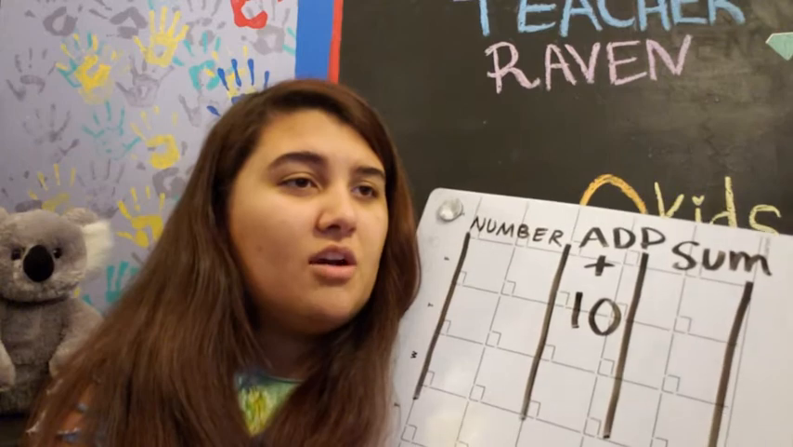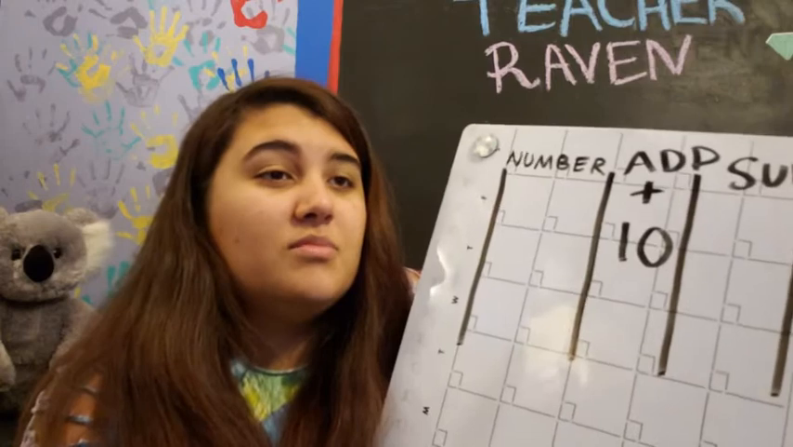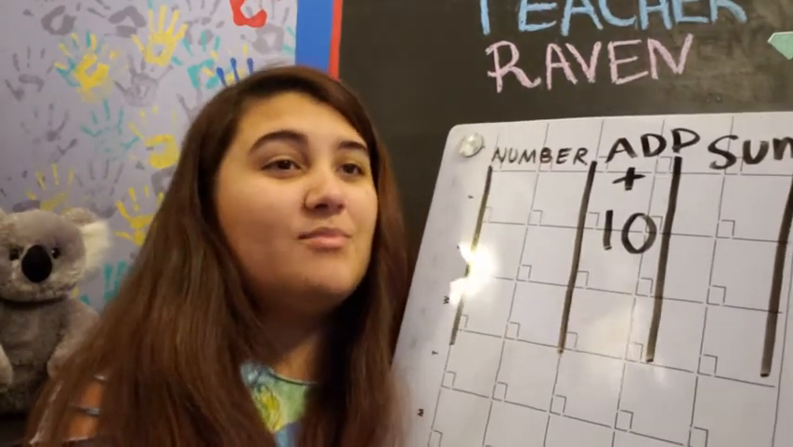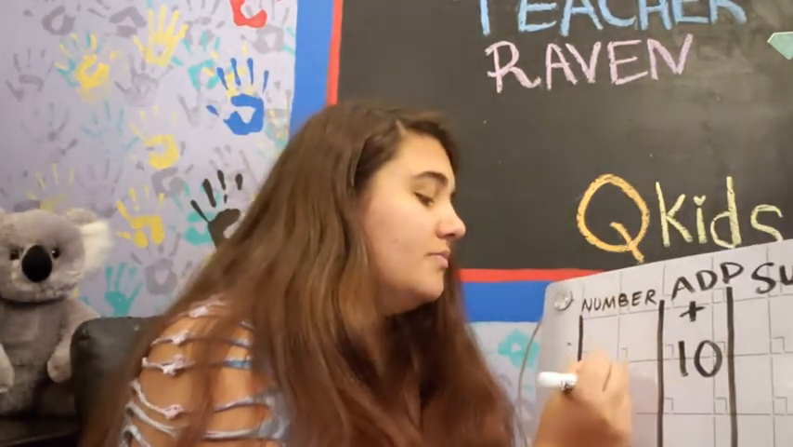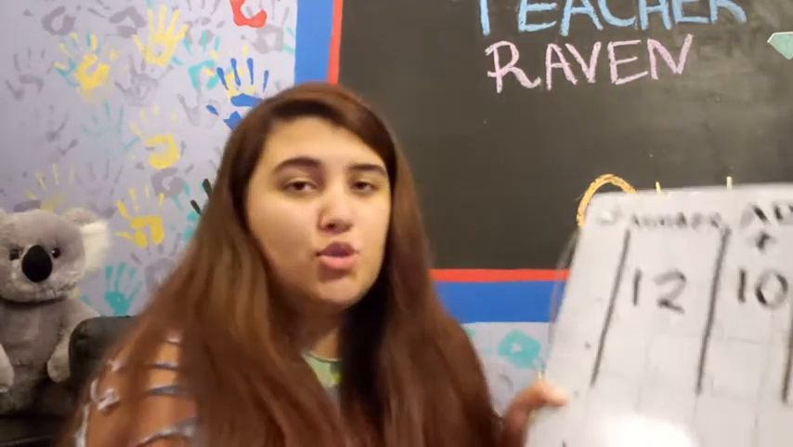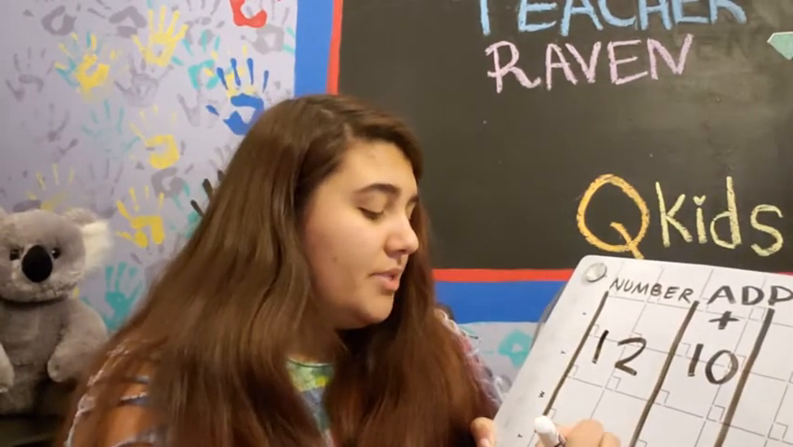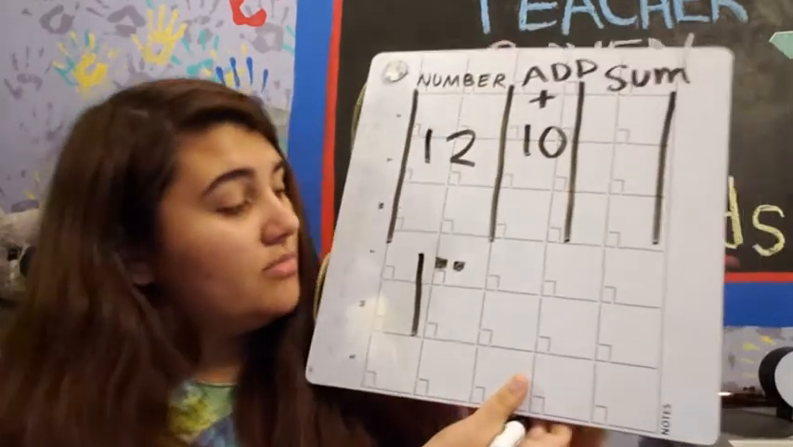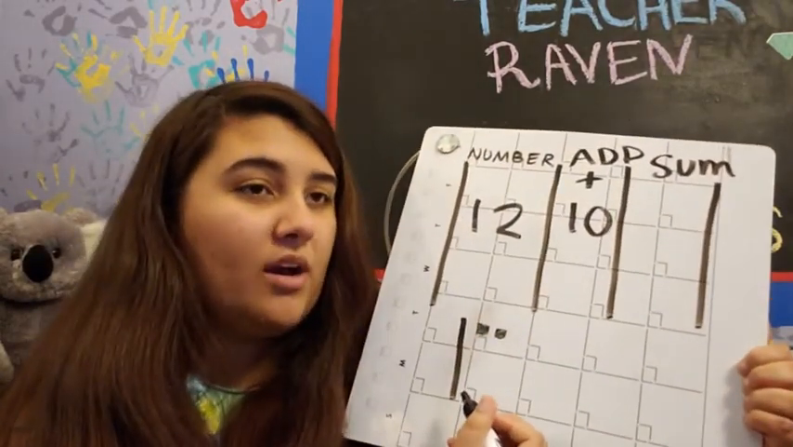Okay, so I'm supposed to have base 10 blocks on the table. Since I don't have those, I'm actually just going to draw it. So let's do our first number as 12. Okay, so 12 plus 10. Imagine we have our base 10 blocks. I'm just going to draw a stick and 2 squares to represent our 12. Okay, so we have 12.